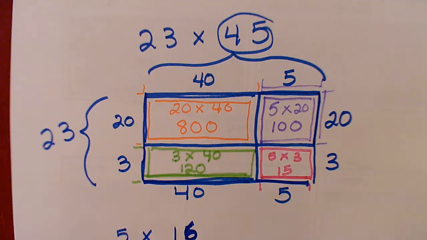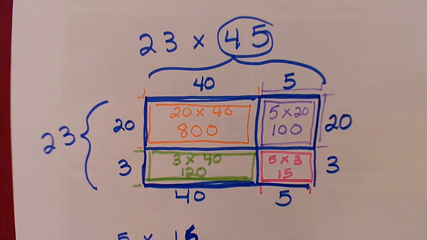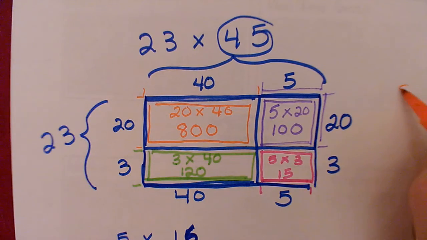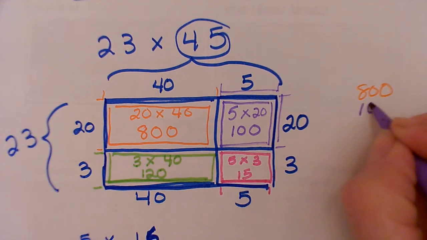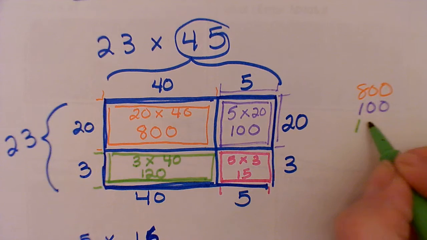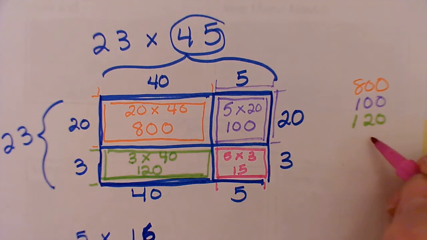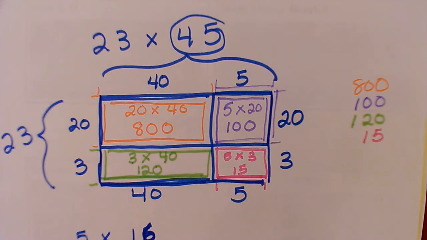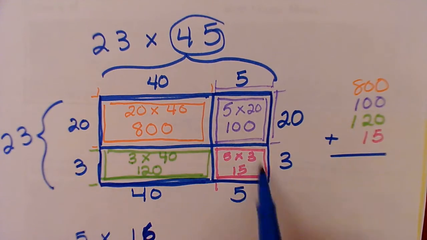So now we have to put all these together. We have to take all these 4 boxes and put them into this big blue box. So they all have to get added together. I'm going to take this 800, and I'm going to add 100 to it from this box. This box has an area of 100. And now this box has an area of 120. And this box has an area of 15. And then I just have to add them all together and see what I get. And that'll give me the area of this big box, okay?